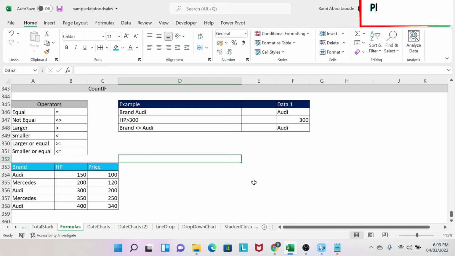The objective of this lesson is to explain the COUNTIF formula. And this is one of the count formulas. I have some others and I put the link in my description so you can check the other lessons.